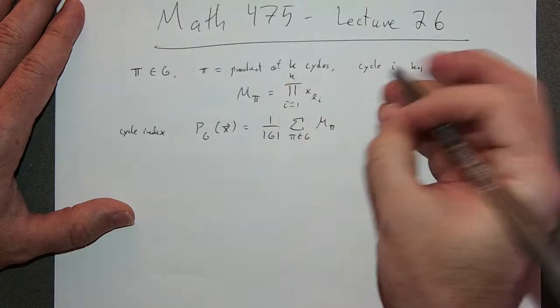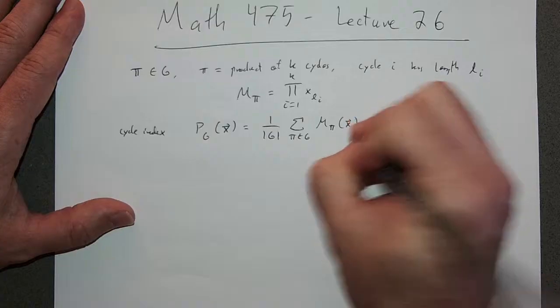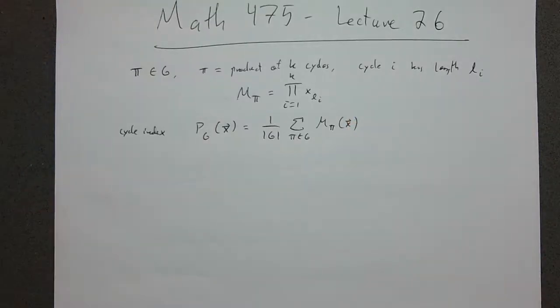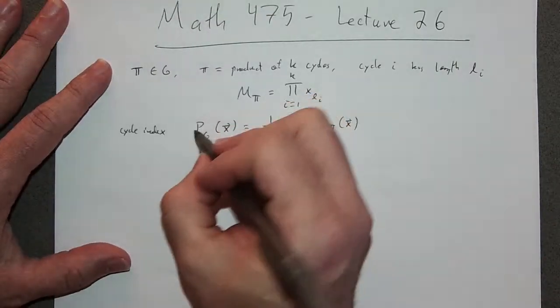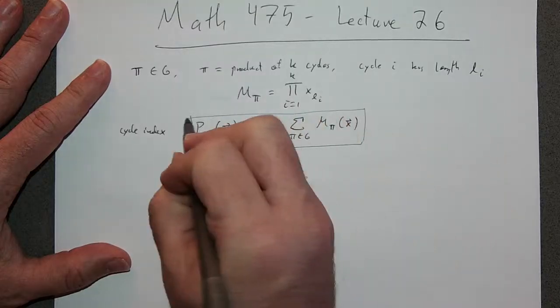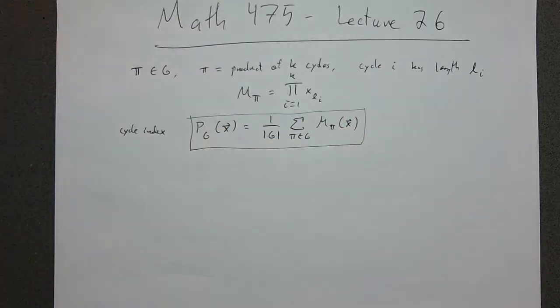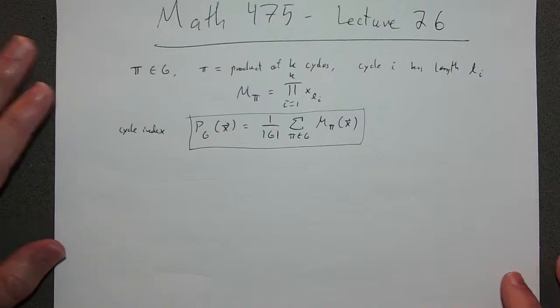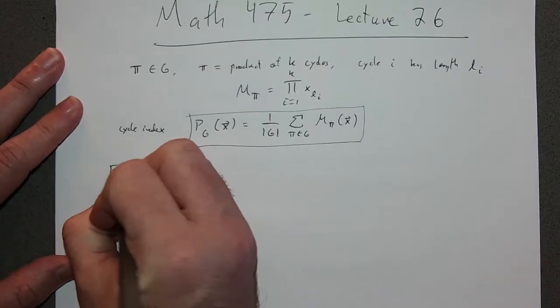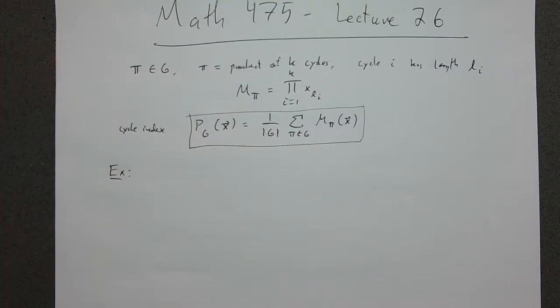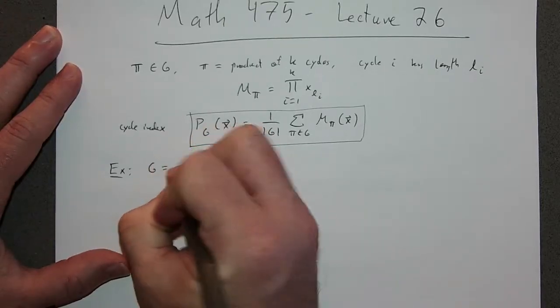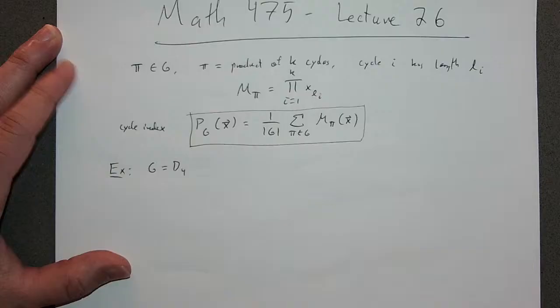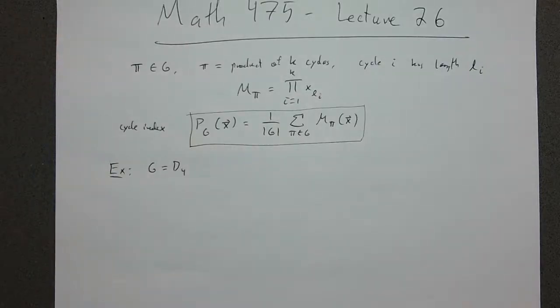I suppressed the notation here, but obviously these monomials are functions, at least formally, of this vector x that contains my variables, the x sub i's. Okay, so let's do a quick example here. What about if G is the dihedral group on 4 objects, or 4 vertices?